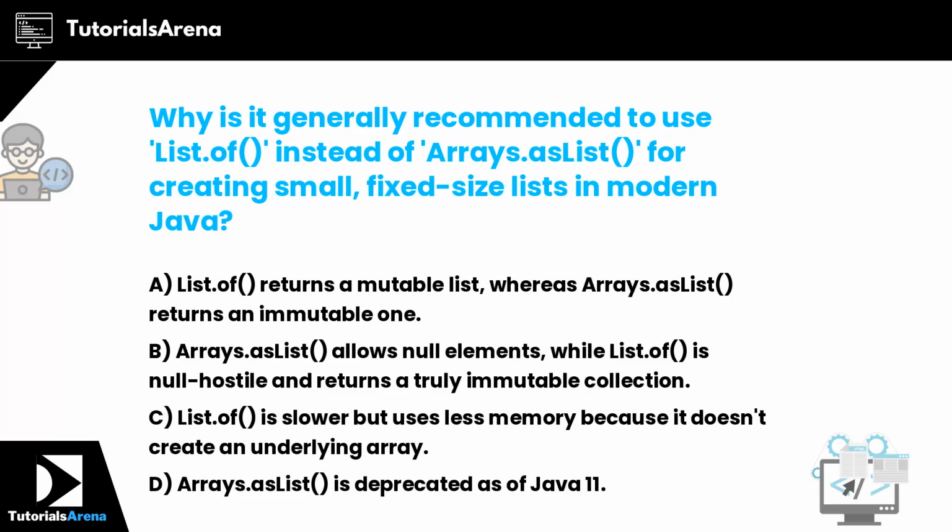Why is it generally recommended to use List.of instead of Arrays.asList for creating small, fixed-size lists in modern Java? Answer is C. List.of is slower but uses less memory because it doesn't create an underlying array.